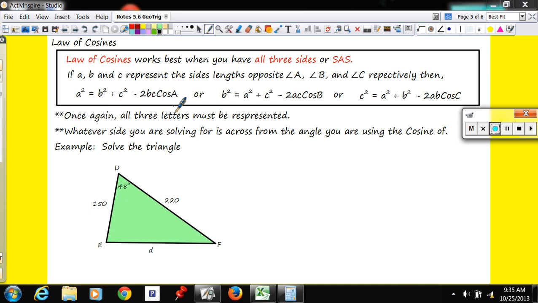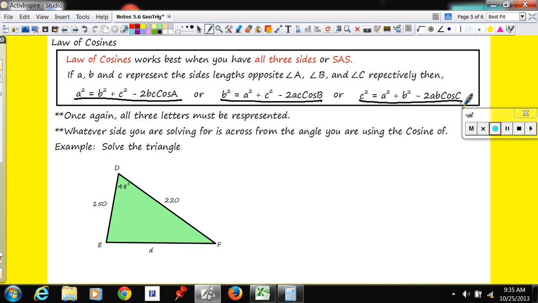Now, if you can use law of sines, always use law of sines because it's way, way faster. This is a longer formula. You can see it right here. If you're looking for little a, then you have to use this formula. If you're looking for little b, you use this formula. If you're looking for little c, you use that formula. They're all the same formulas, it's just the letters are moved around a little bit.